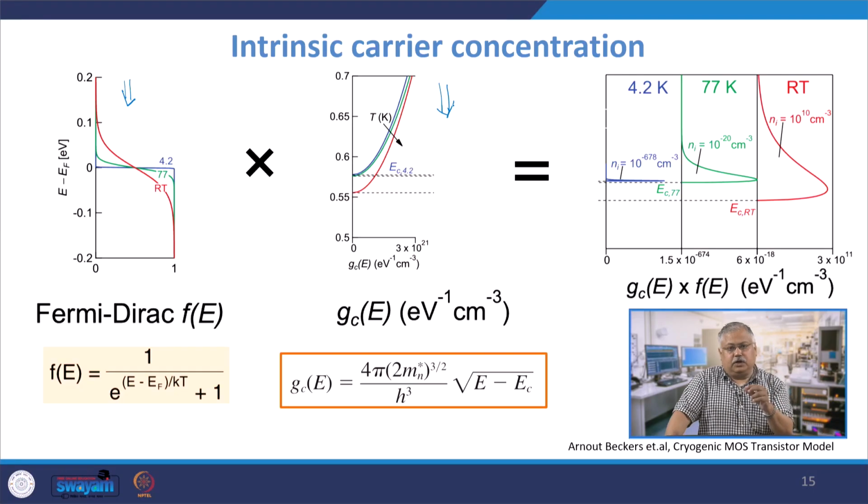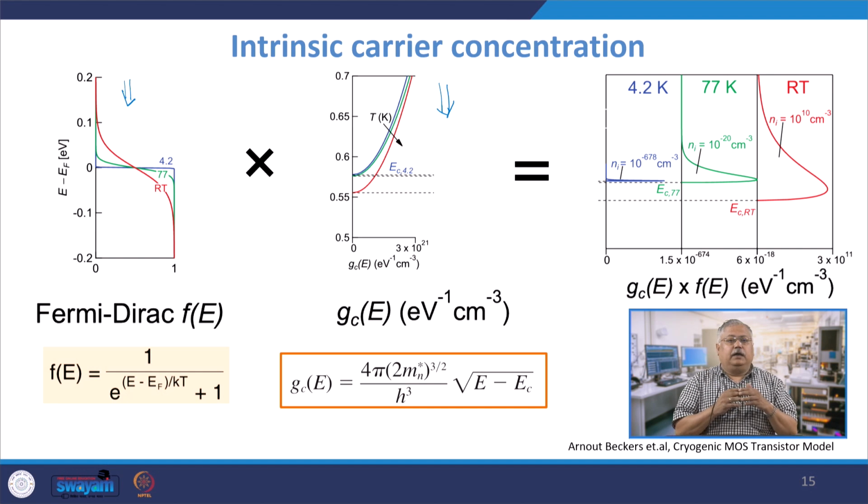Now, typically when you try to find out an intrinsic carrier concentration, you multiply the probability of finding the electron at a particular energy state with the number of states per unit volume, right. So, energy density. This is my Fermi Dirac expression, and this is my GC, or basically the number of states per unit energy per unit volume. So, if you multiply these two, I get the total number of electrons, the carrier concentration.